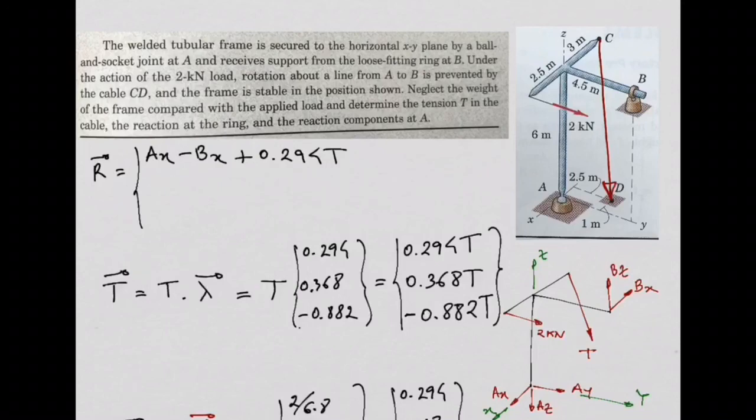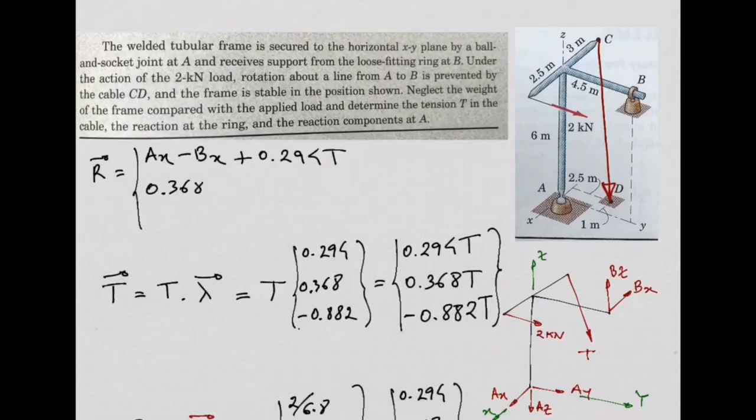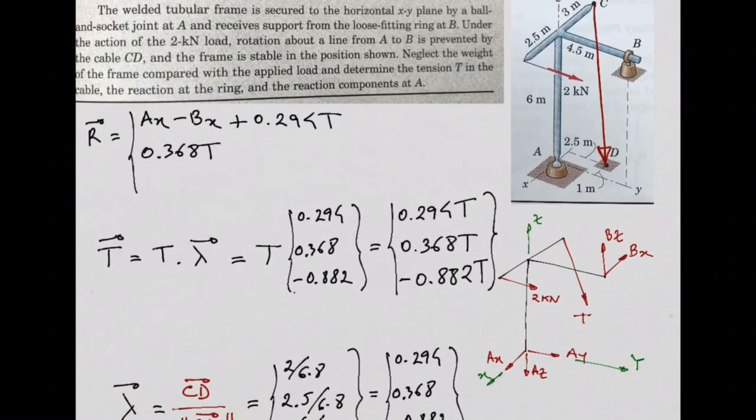In the y direction, now this component here, I will have 0.368t as the component in the y direction of my tension in the cable. But I have other forces in the y direction, right? What else do I have in the y direction? Ay. What else? 2 kilonewtons plus 2. Anything else? That's it in the y direction.